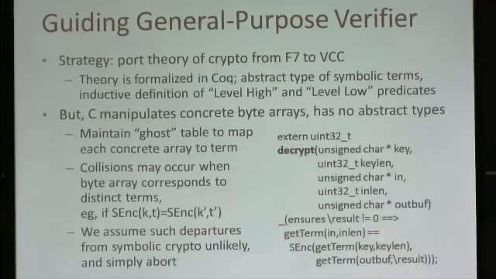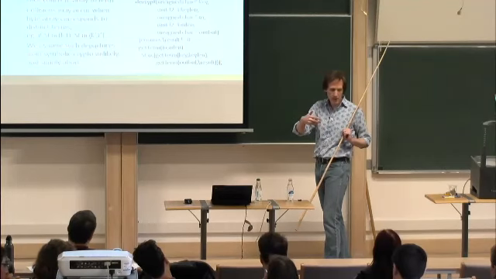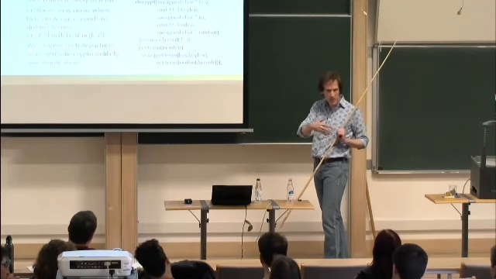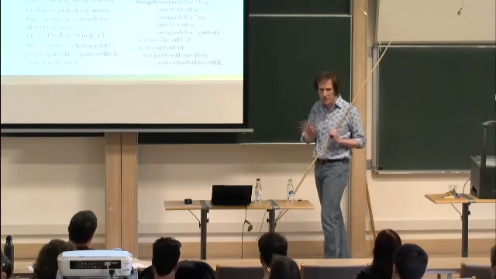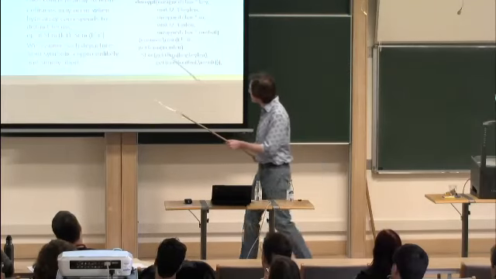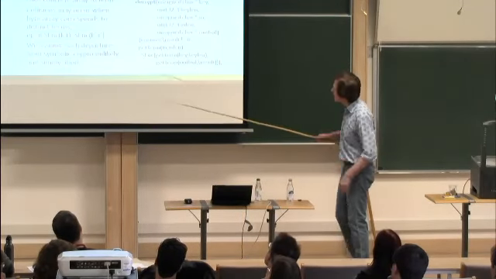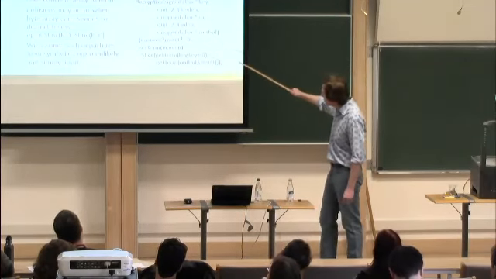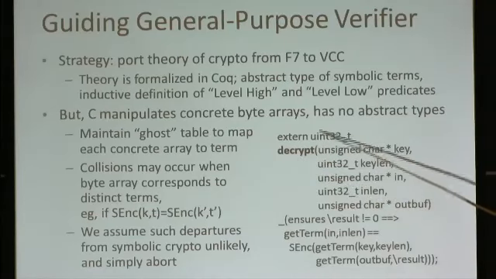So if ever any collisions arise, we just abort and say that's fine. So the security results you get with VCC are saying, provided no collisions occur, there's no way the attacker can cause the users to get confused about identities or to give up secrets and so forth. So then, how do we actually do reasoning about crypto using VCC? Well, that's what this is showing here.